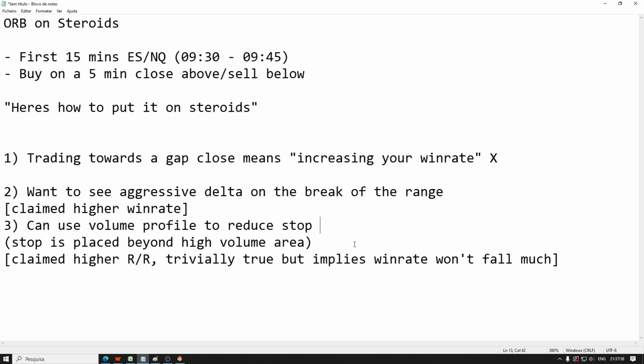So anyway, that's it for today. I think we can conclude that trading towards a gap close without any additional filters does not increase your win rate. The 70% chance of the gap closing doesn't imply that you're going to increase your edge doing that.